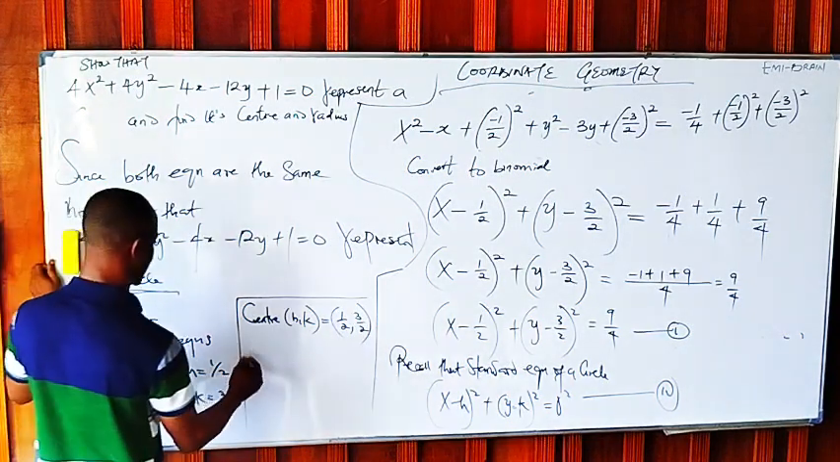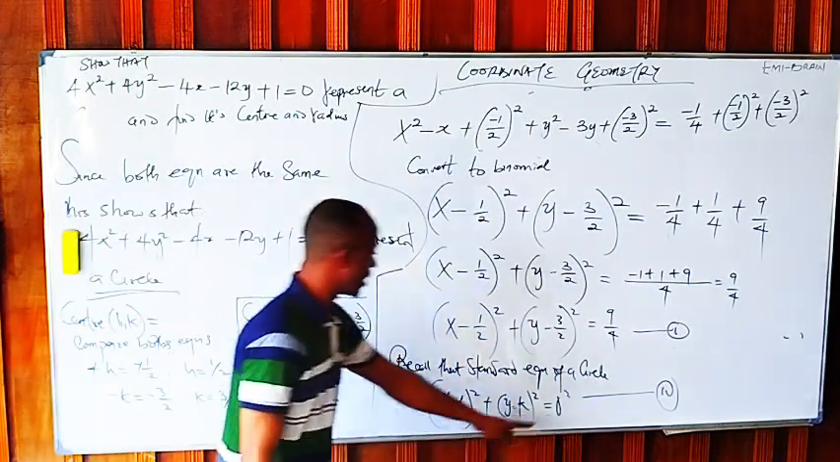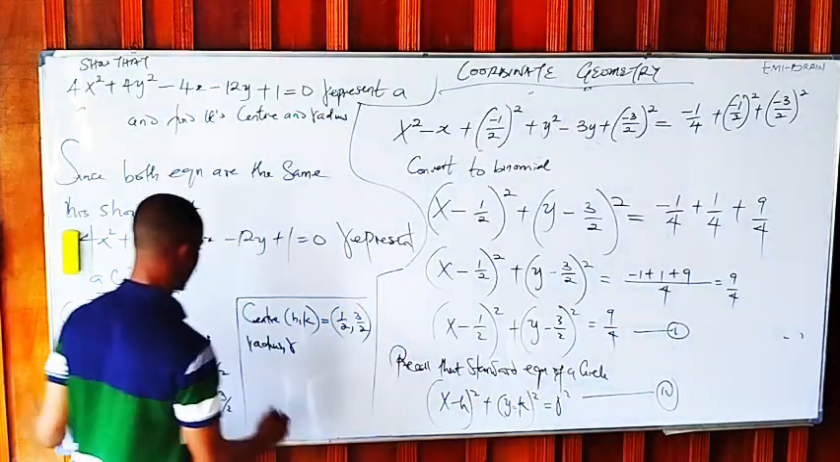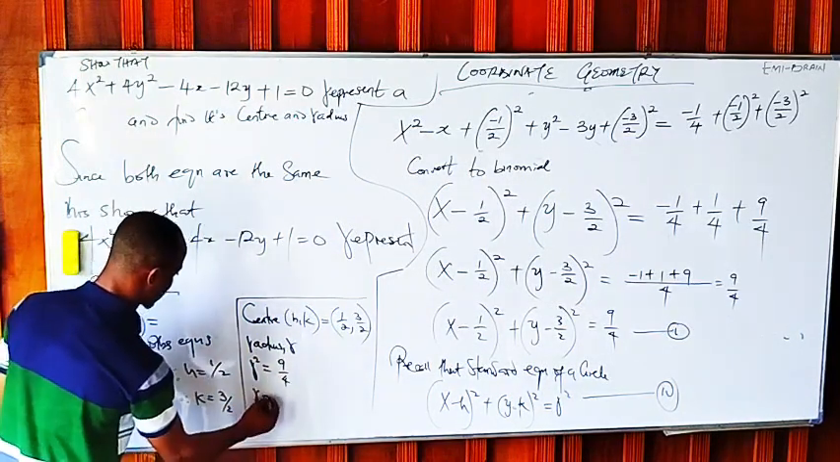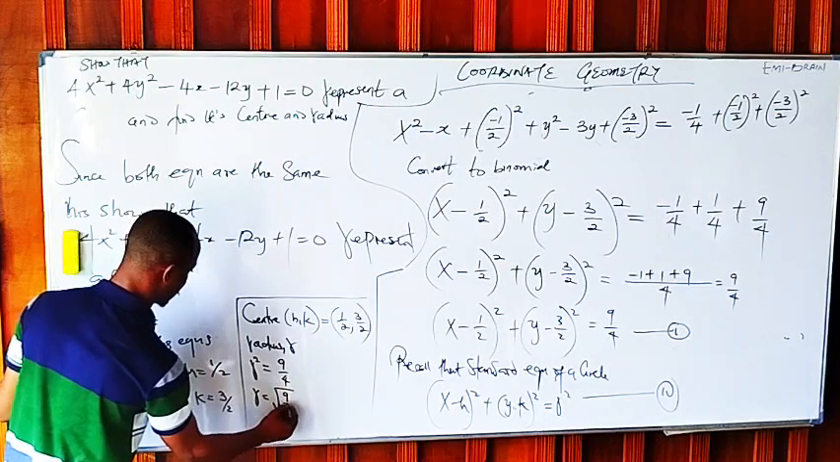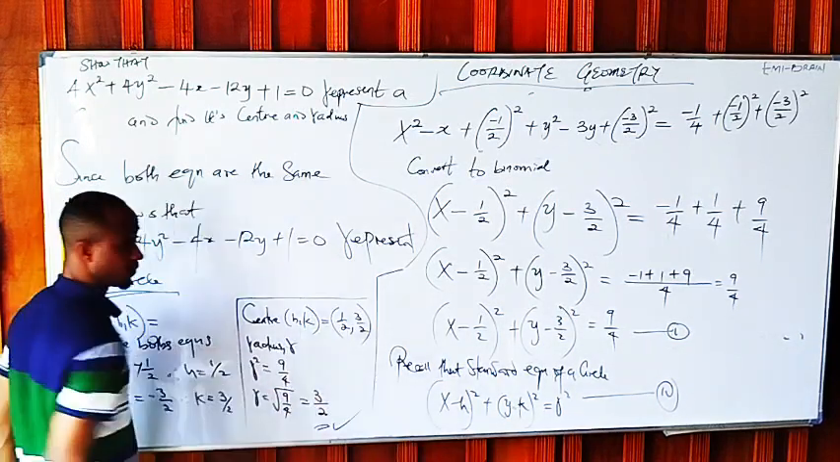What is our radius? For the radius r, we compare r squared with 9 over 4. So we have r squared equals 9 over 4. That implies r equals the square root of 9 over 4, which is the same as 3 over 2. Are you following me?